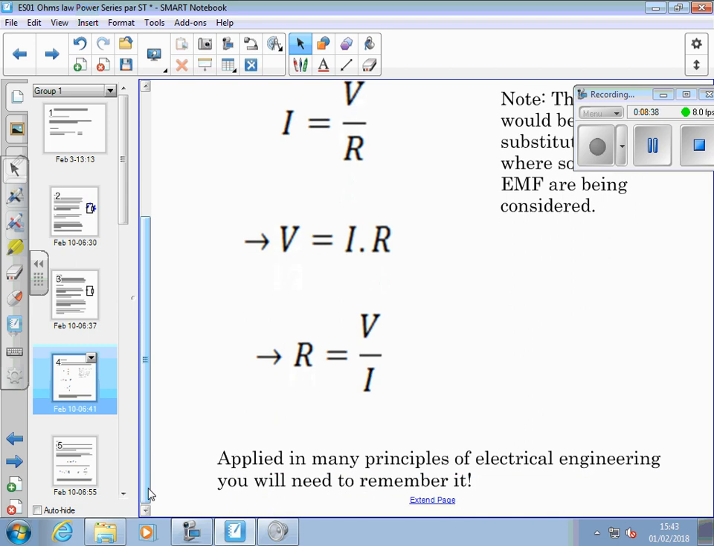It's applied in many principles of electrical engineering, and you'll need to remember it. That will not be in any formula sheet, any exam that you take on this course. It's a staple understanding of electrical engineering, Ohm's law. And most of the stuff we do at level 6 calculation still comes down to Ohm's law. It's not going to change.